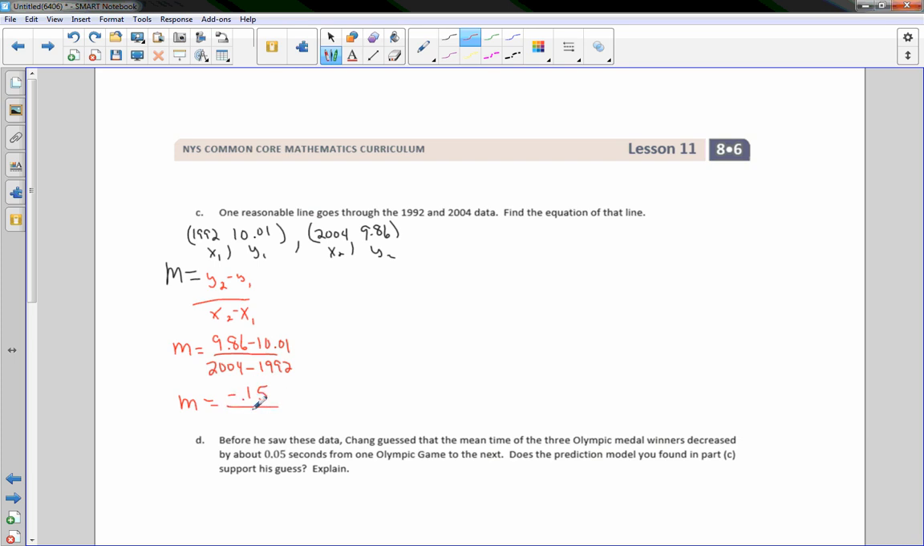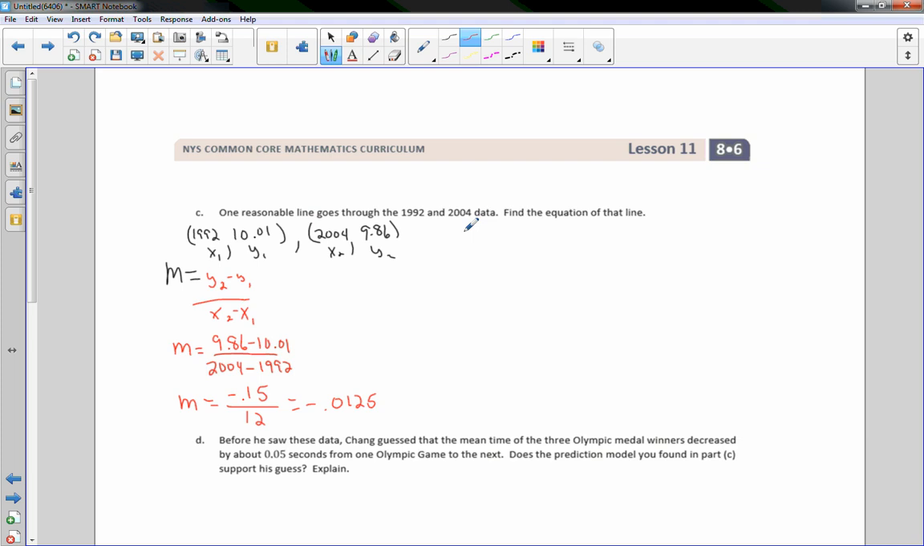And 2004 minus 1992 is 12. Okay, so now negative 0.15 divided by 12 comes out to be negative 0.0125. So that is our slope.